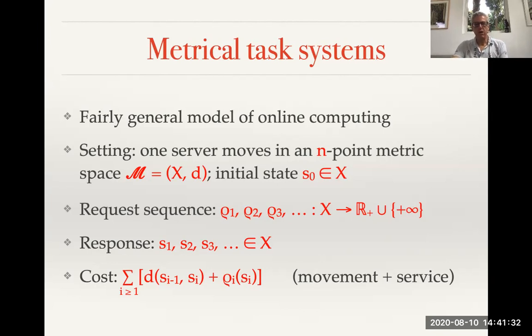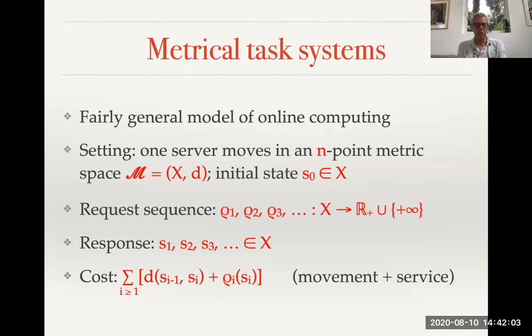The server is given a sequence of requests, rho 1, rho 2, and so forth. Each request assigns a service cost to each of the points in the metric space. This is either a non-negative real number or infinity, which means that this state is excluded from serving the request.